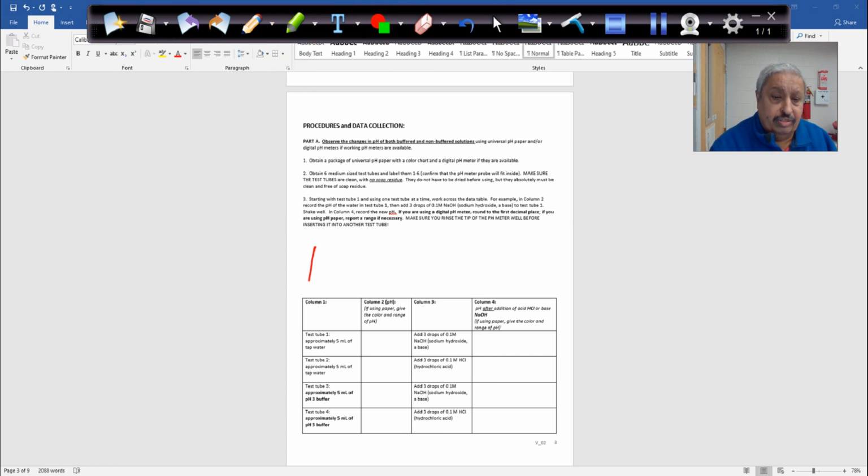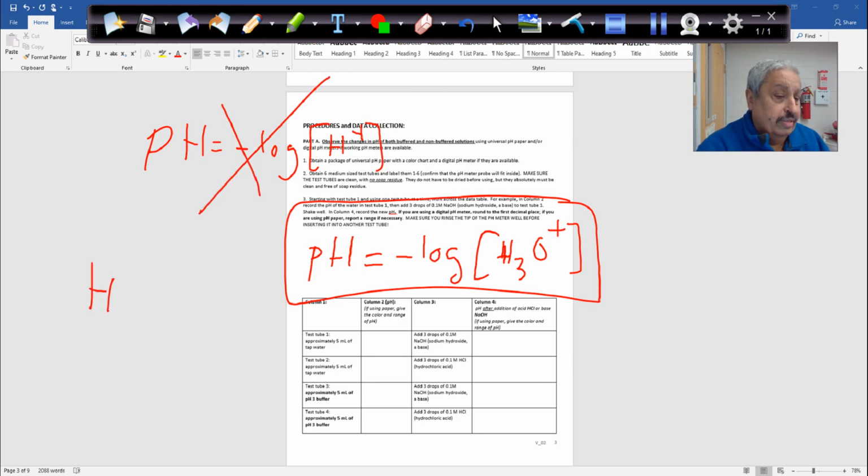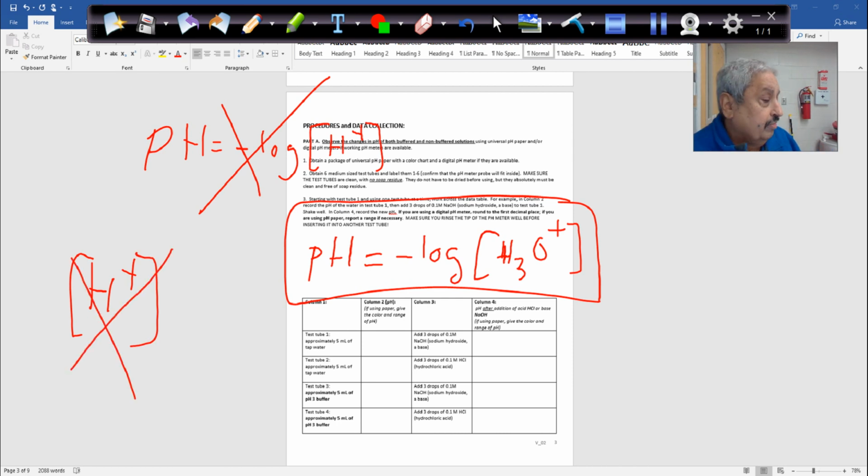Okay, so the pH is what? Minus log, correct? The hydronium ion, the proton ion. So this is the correct pH definition. In the old days we had the pH equal to minus log H plus, and that's wrong because this one here is not available to us in the solution, does not exist really.